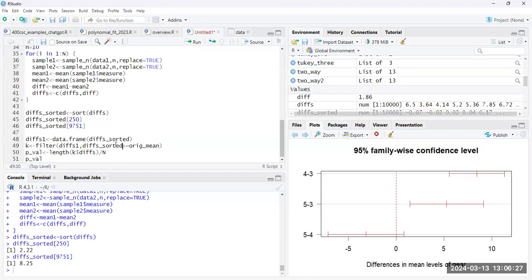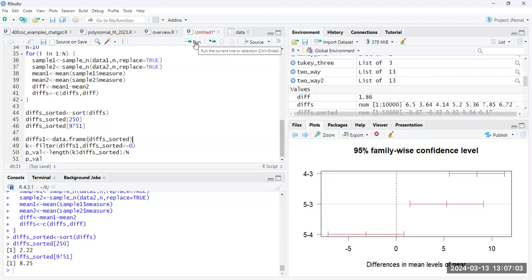sorted is less than or equal to 0. So again, comparing to our null hypothesis that there's no difference. And then we're going to take our length of the differences sorted column, because the vector name becomes the column name when we convert this to a data frame. And then we can calculate our p-value the same way we did before.